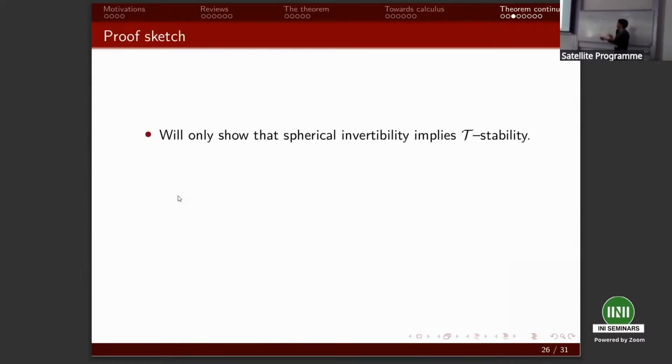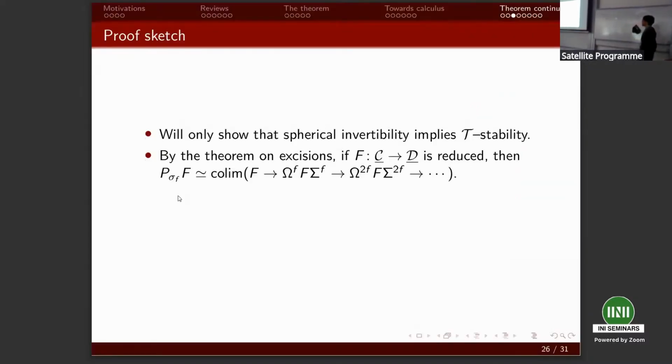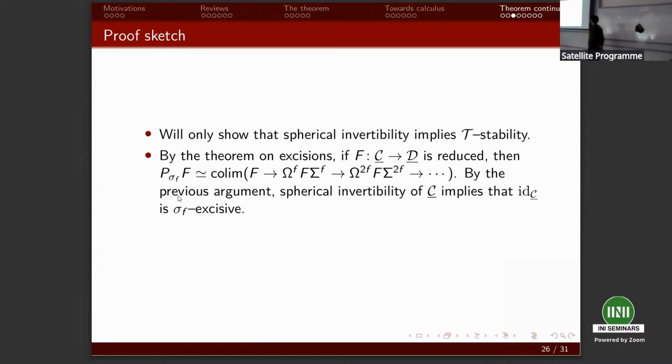So I'm only going to show that if you're spherically invertible, then you're T stable. I'm only going to argue that your category is going to be T semi-additive, because fiber stability is also kind of easy, so forget about that. Again, by the theorem on the excited approximation, if F is reduced, you're going to get this formula for the sigma F excited approximation looking like this. So there are loops and suspensions appearing. Okay, so by the same argument that we already pulled up just now, you're going to get that the identity of C is sigma F excited, because you already assumed that C was spherically invertible.